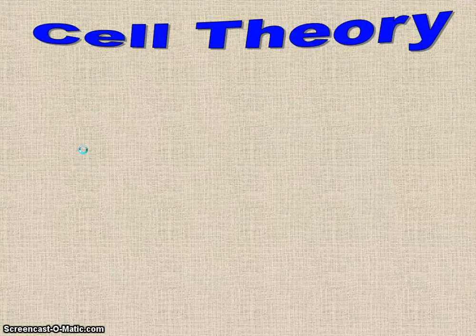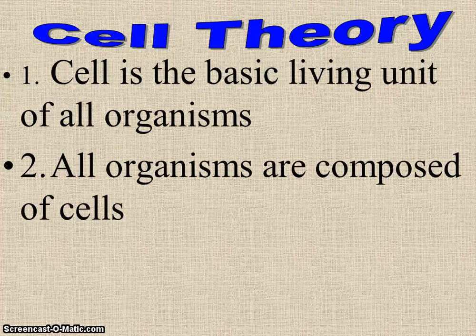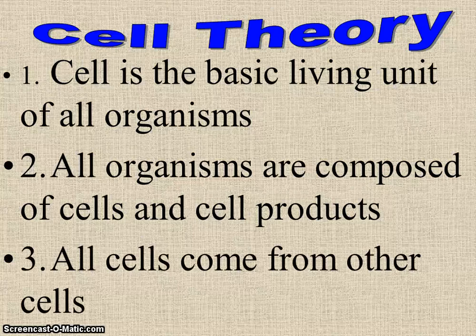So when we talked about the characteristics of life, we brought up the cell theory. So this is just a reminder. The cell is the basic living unit of all organisms. All organisms are composed of cells and cell parts, and all cells come from other cells.